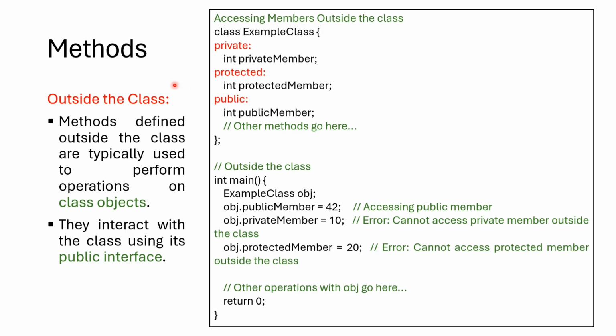On the other hand, accessing members outside the class follows different rules. Methods defined outside the class are typically used to perform operations on the class objects. They interact with the class using its public interface. Now let's look at this code snippet accessing members outside the class to understand how it works.